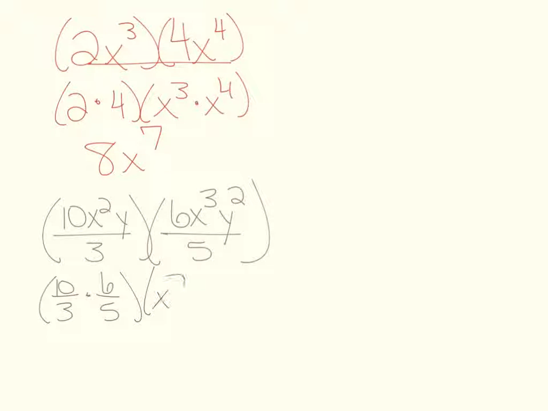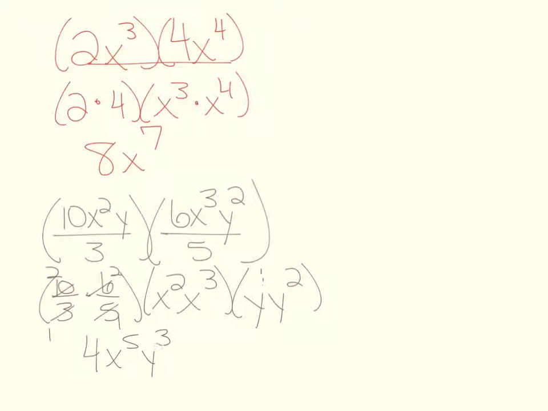We're going to put our x's together, x squared, x cubed, and we're going to put our y's together, y squared. Now, look at your fractions, multiplying fractions. This is pretty simple because things cancel. I end up with 2 times 2, which is 4. Then I have x squared times x cubed, which is x to the 5th, and y times y squared, there's a 1 there, I get y cubed.